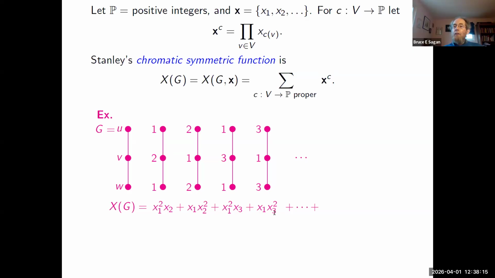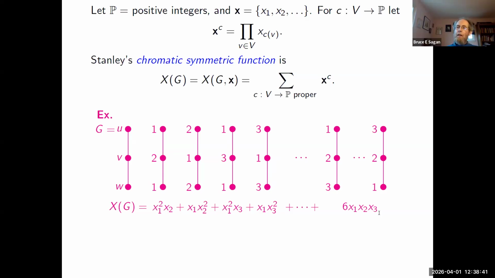Well, then I can put those colors on those three vertices in any way I like because I don't have any repeated colors. So any placement of those colors on the vertices is going to give me a proper coloring. How many ways are there to place three colors on three vertices? Well, 3 factorial, or 6. So I'm going to get 6 colorings, from 1, 2, 3 to 3, 2, 1, all with monomial x1, x2, x3.